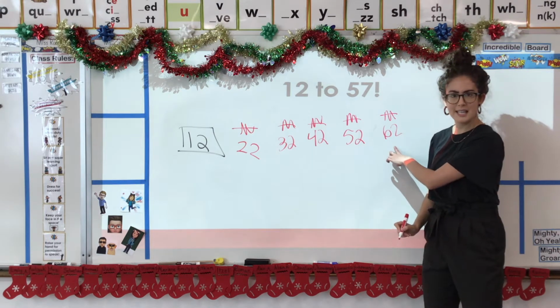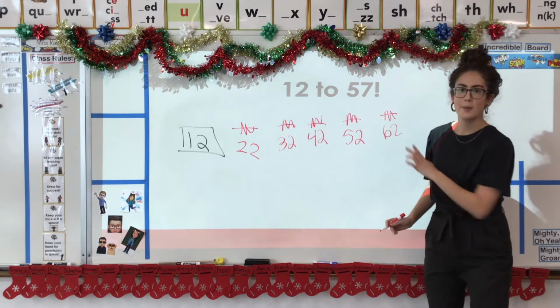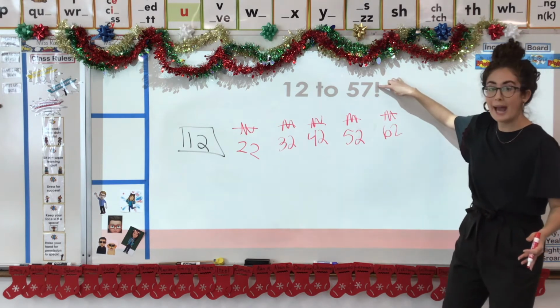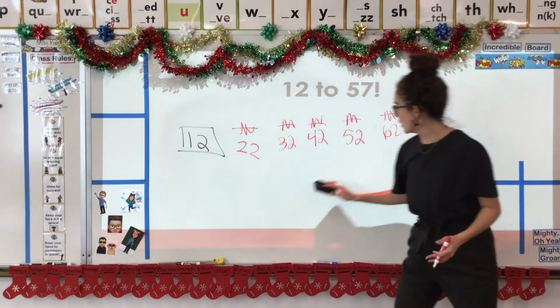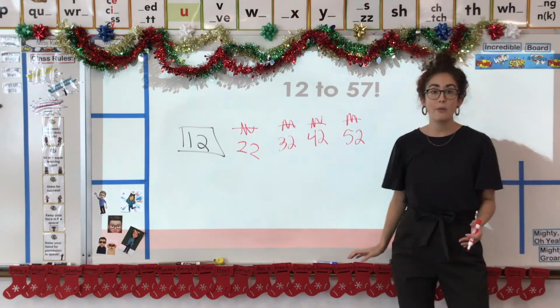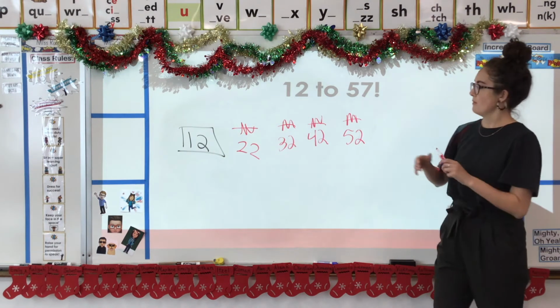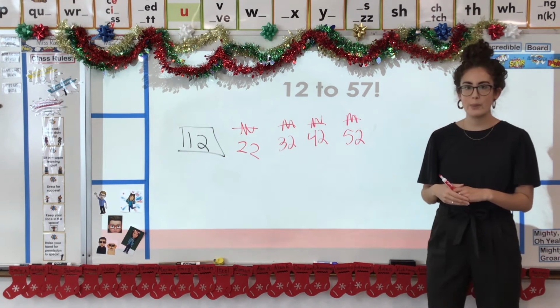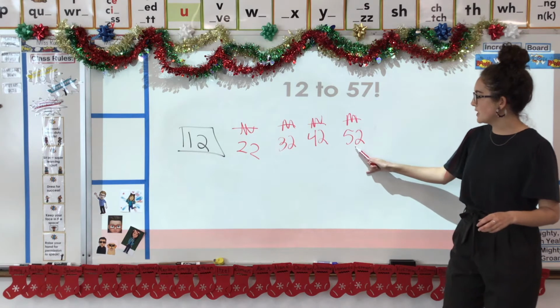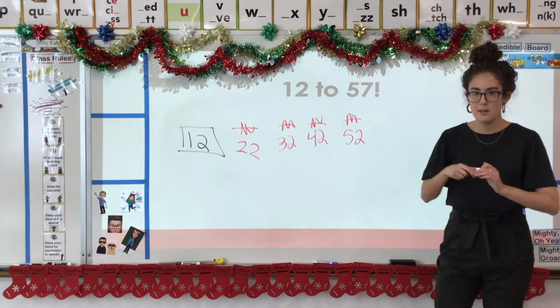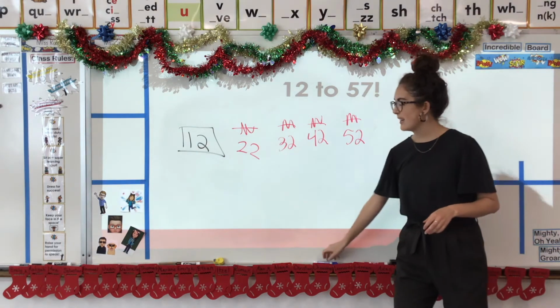Should we keep going and get 62? Does it make sense to keep going by tens? No, it doesn't, because we're going to go past our destination. So we know we want to stop counting by tens when we hit 52. Okay, Super Scholars, what are we going to do now? We have 52. What's the quickest way to get to 57? How do we want to switch? What are we going to count by now?